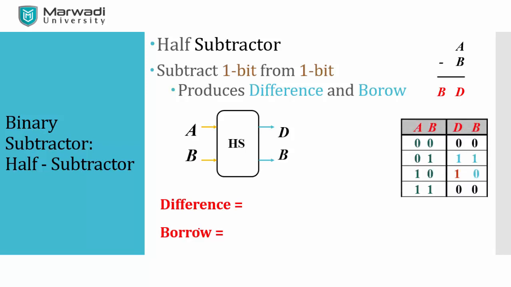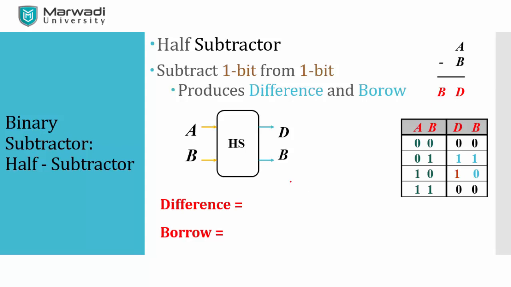If you make the truth table, let's suppose here, 0 minus 0, the difference is 0, borrow is 0. 0 minus 1, borrow is 1, difference is 1. 1 minus 0, difference is 1, borrow is 0. 1 minus 1 is 0 and borrow is 0.